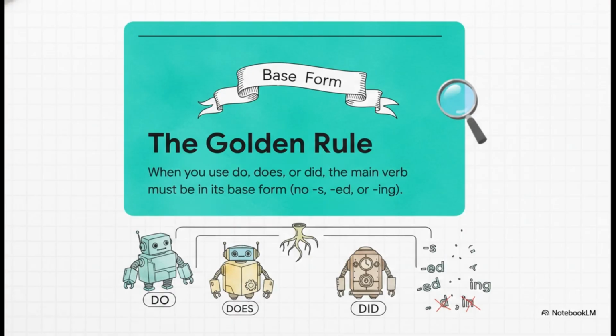The golden rule is after you use do, does, or did, the main verb that comes next must go back to its original base form. That means no S on the end, no ED, nothing. That's it. That's the secret to this whole thing.